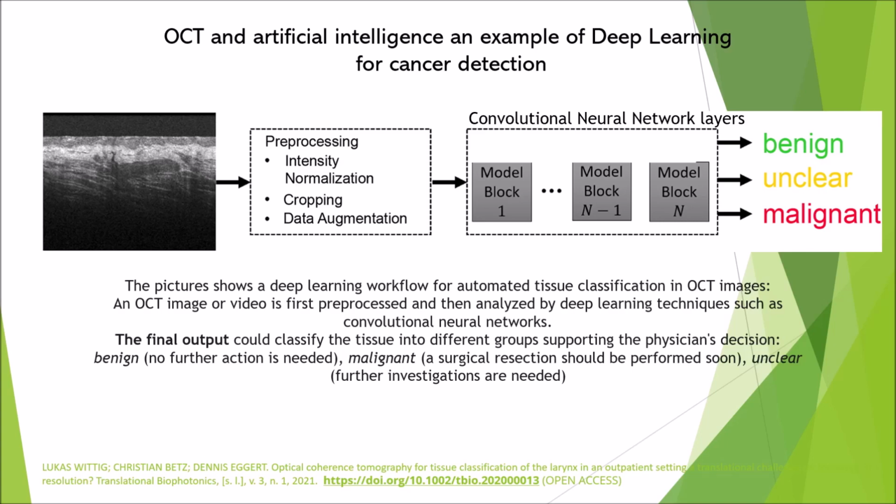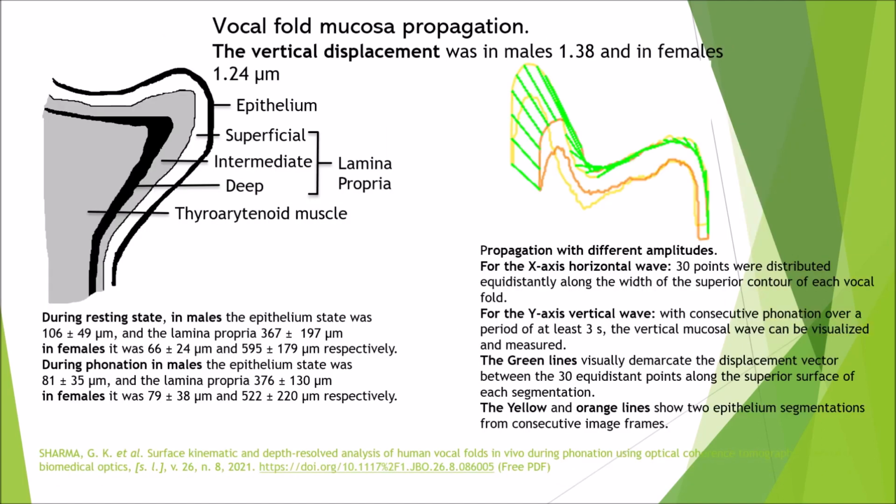The picture shows the workflow of the deep learning used for automated tissue classification in OCT images. First, an OCT image is pre-processed, and afterwards it is going to be analyzed by deep learning techniques such as convolutional neural networks. The output of such could then classify the tissue into different groups. This is the propagation of the vocal fold mucosa, where on the right side image the vertical displacement in males was 1.38 micrometers and 1.24 in females.